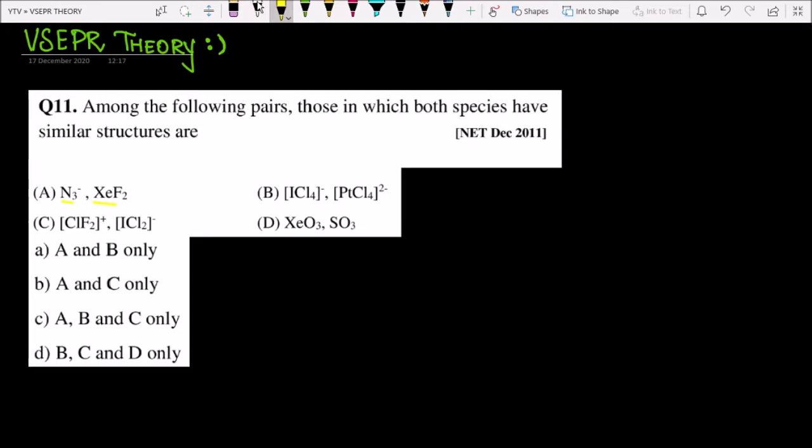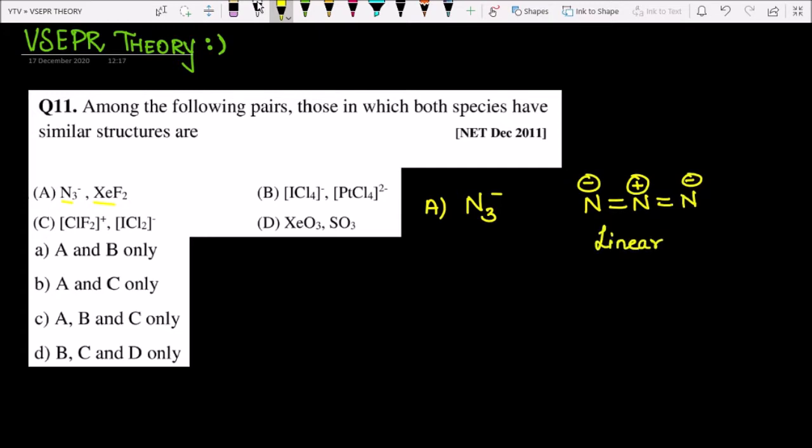First one is N3 minus and XeF2. If you consider A, N3 minus is the azide ion. N3 minus is basically linear in shape. It looks something like this. This nitrogen will have a positive charge, and these are going to be negative, negative. So the one plus and one minus will get neutralized, and there is going to be an overall negative charge. So this is going to be linear in shape.